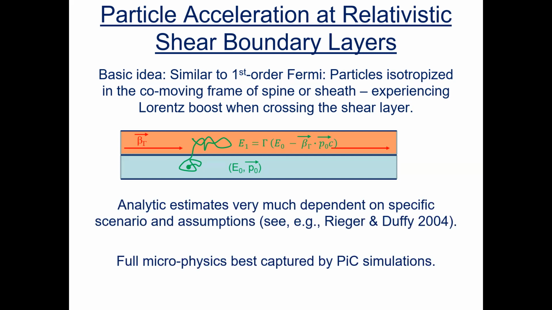So there have been some analytical estimates, but they depend very much on strong assumptions like the isotropization of the particle. So assuming that the particles, once they're in the other region, are again isotropic. We'll see in the end that that is actually not true. And in many cases, in fact, these analytical estimates do not really reproduce what numerical simulations are producing. And again, these particle-in-cell simulations are probably the most successful and most efficient way of treating this.